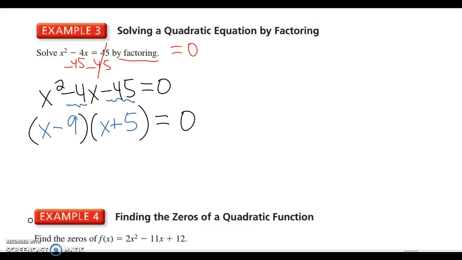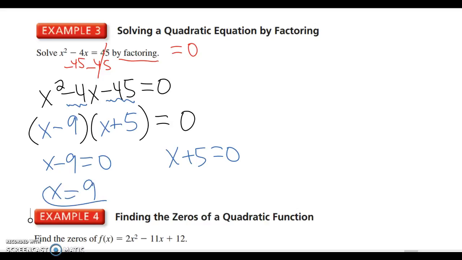And from here, we set each of the factors equal to 0. So I have x minus 9 equals 0 and x plus 5 equals 0. Then I go ahead and solve for x. So I'll get x equals 9 and x equals negative 5. These are my two solutions.